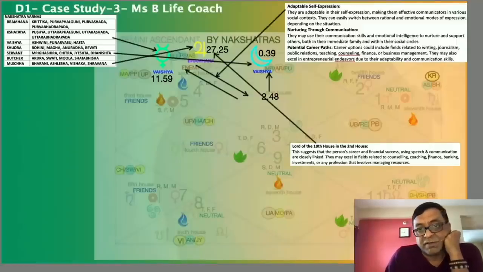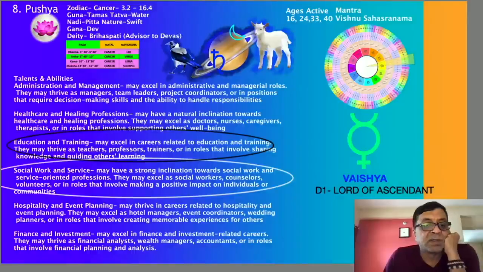So this is the D1 chart of our life coach, Miss B. You can see that she has Mrigashira for the ascendant at 2.48 degrees, right? And the lord of the ascendant, let's see that first. Lord of the ascendant being Mercury, right? And Mercury is sitting in the second house in Pushya Nakshatra. Let's see what Pushya Nakshatra brings first. We are just seeing the D1, okay?